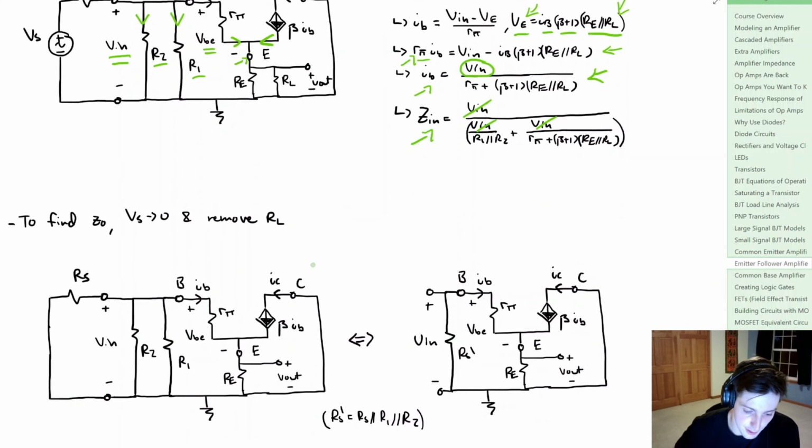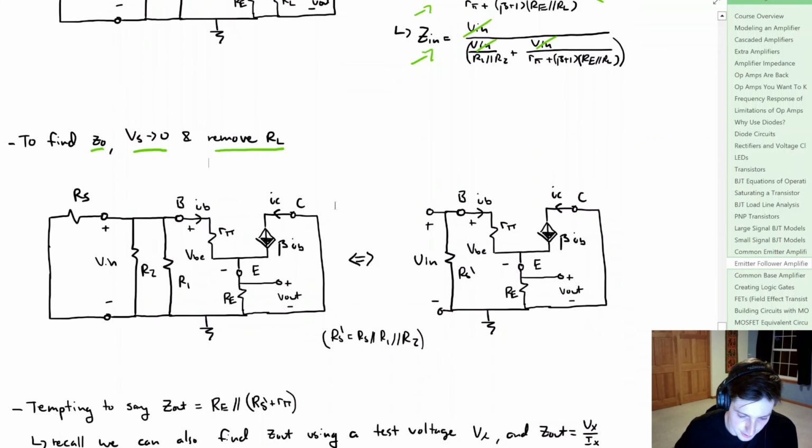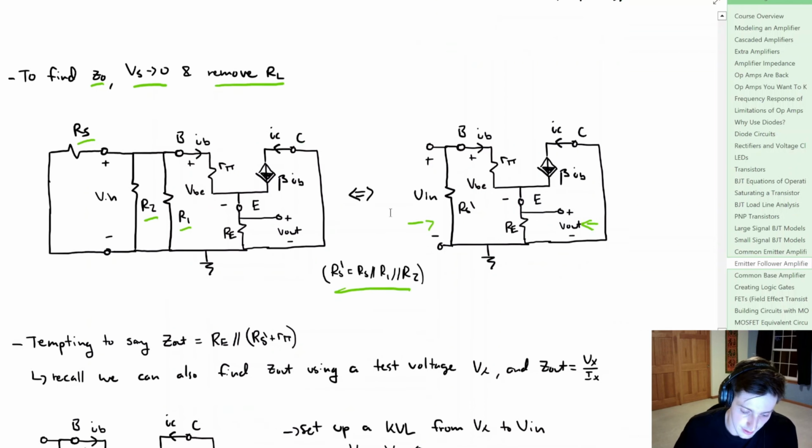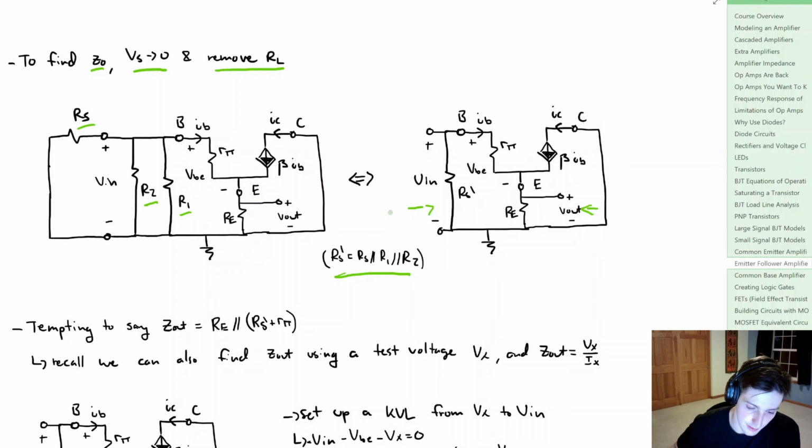Now to find the output impedance, call it ZO, we're going to set that voltage source equal to 0, and we're going to remove the load resistor. So if we do that, we end up with a circuit that looks like this. Now notice that we have RS, R2, and R1. That's going to be all in parallel, so we just make that substitution, and then our circuit looks like this. Now we're going to be looking in through the output terminal, so right here. And it might be tempting to say that Z out, which maybe I should be a little bit more precise, call this Z out up here.